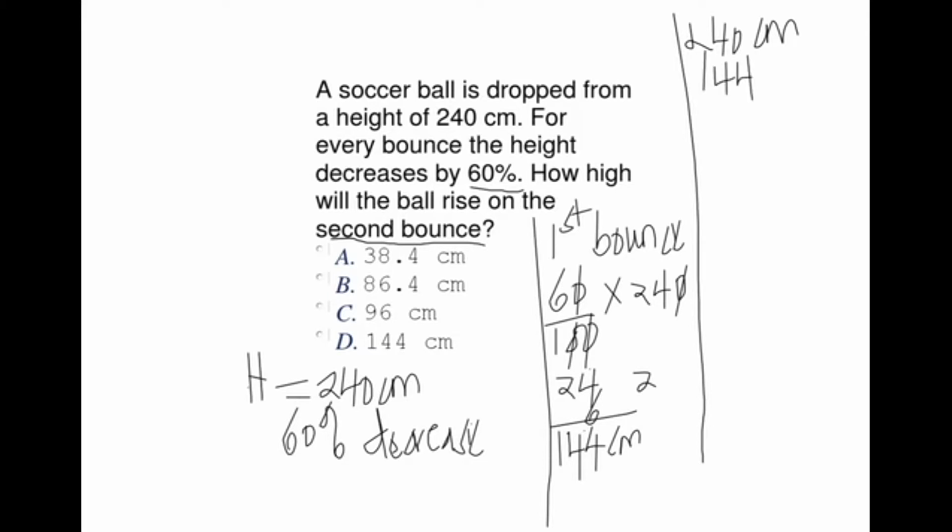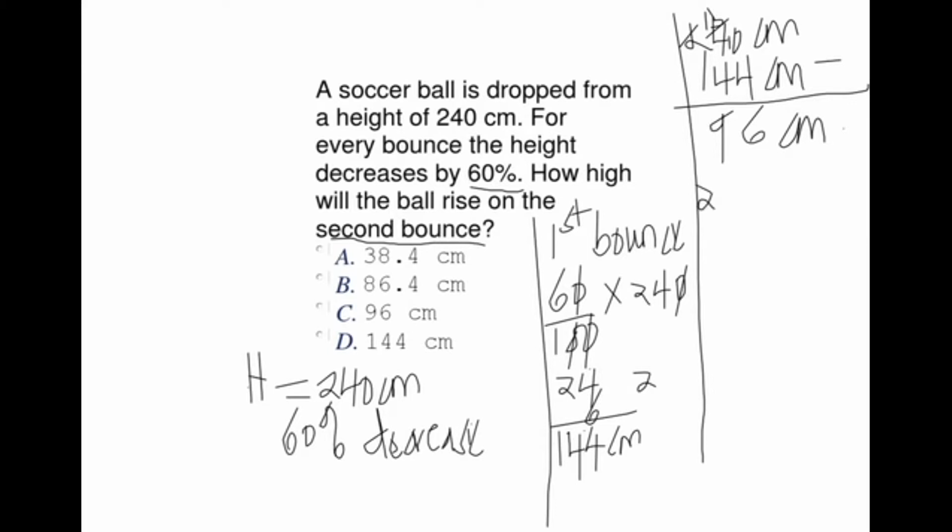So this means that we are going to subtract. So we borrow from here. This is 10. So we have 10 minus 4 is 6. This is 3 and it's not enough. We borrow from here. We have 13 minus 4 is 9. So we have 96 centimeters. That is on the first bounce.